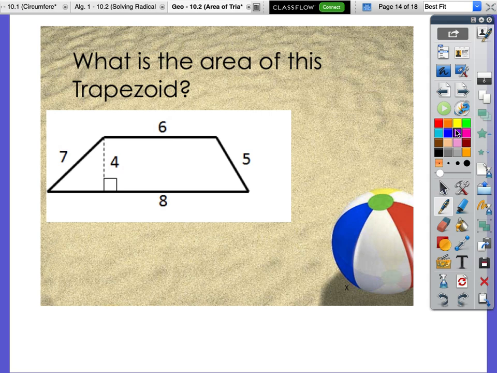Hey, what's the unit? Good question. Yeah, what would the unit be? Just the length. Square. Sure. Okay, you put the unit in the square units.